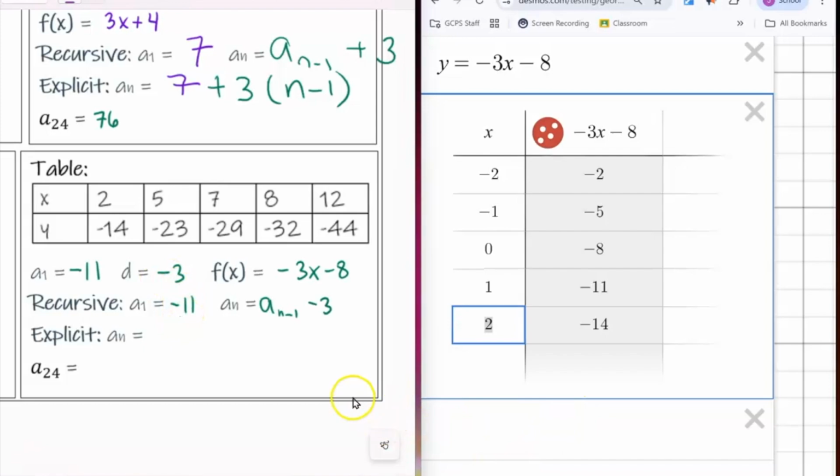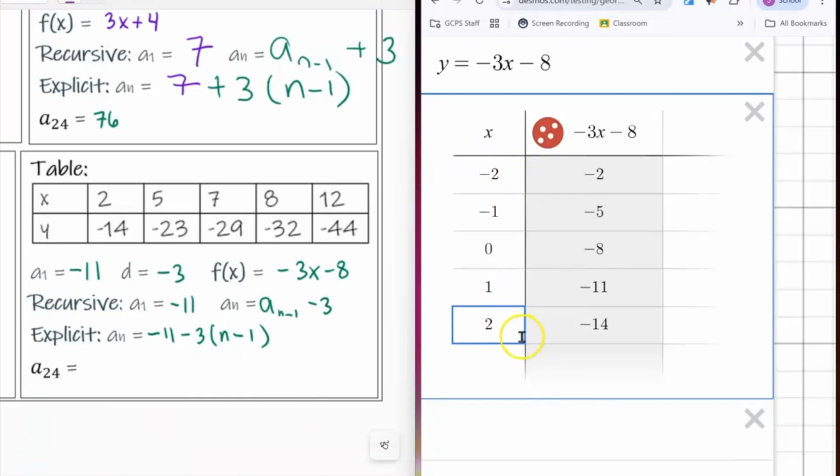So you'll put in whatever yours is. A sub n minus 1, and then your common difference. For my explicit, it goes my first term, which is negative 11. So you write down your first term. Then it goes common difference, and my common difference is negative 3. So you write down your common difference. If it's positive, write positive. And then just parentheses and minus 1. And that's it. The last step is to find the 24th term.